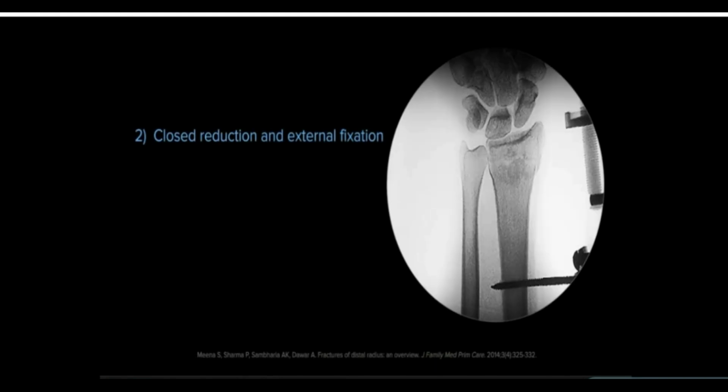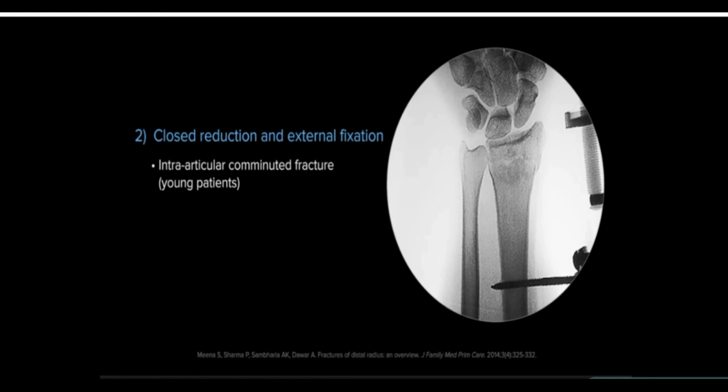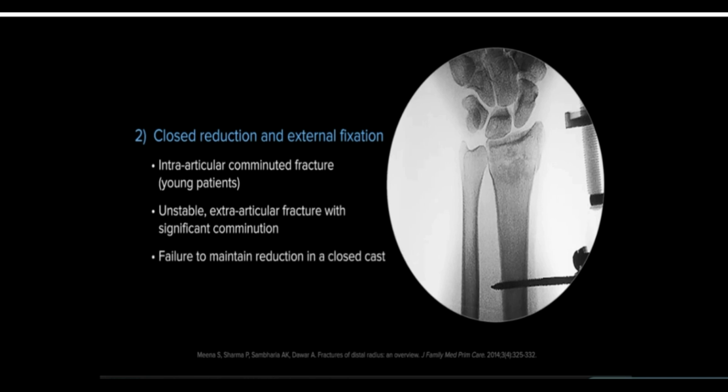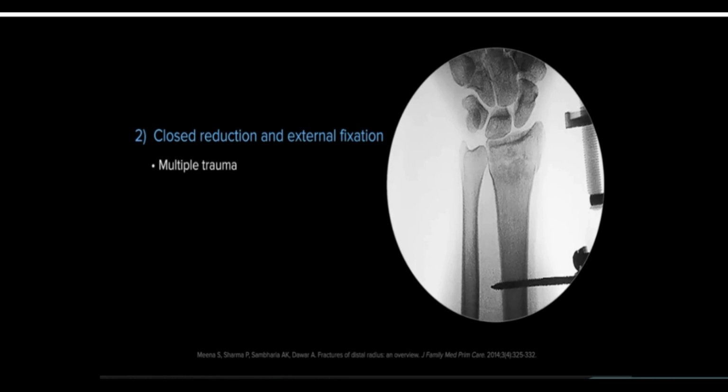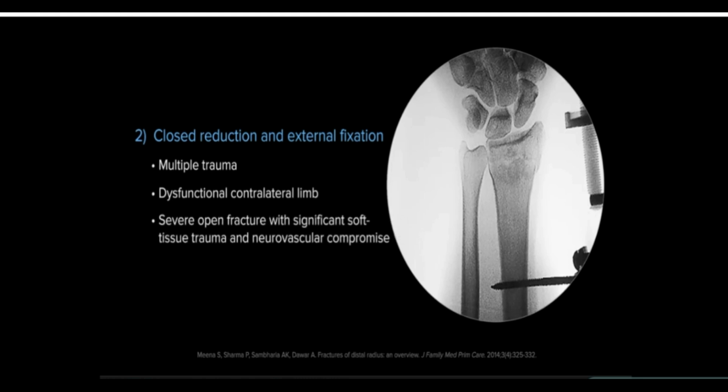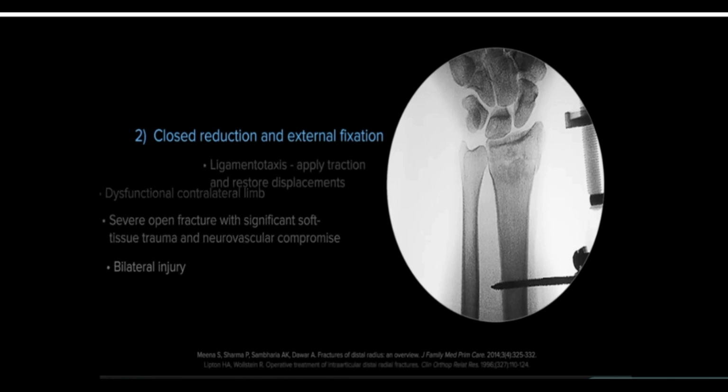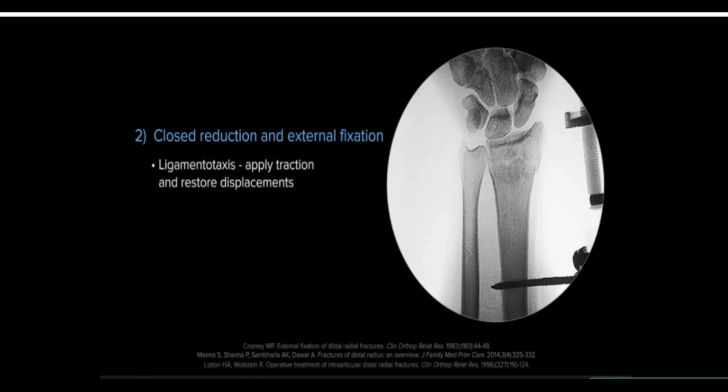External fixation is generally accepted as superior to plaster immobilization in young patients with an intra-articular comminuted fracture. Other indications include unstable extra-articular fractures with significant comminution, failure to maintain reduction in a closed cast, certain situations of multiple trauma, presence of a dysfunctional contralateral limb, severe open fractures with significant soft tissue trauma and neurovascular compromise, and bilateral injuries. External fixation relies on the principle of ligamentotaxis to apply traction and restore displacements.